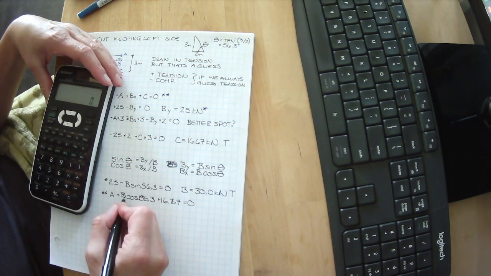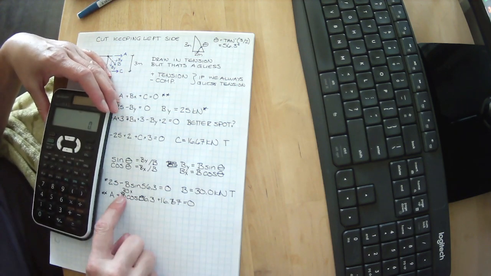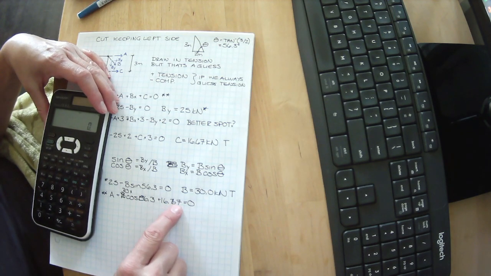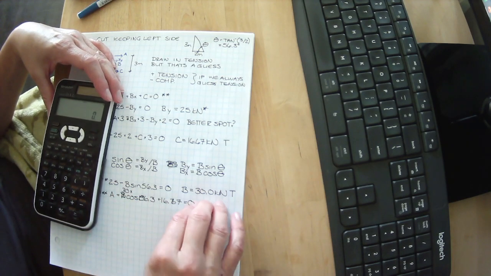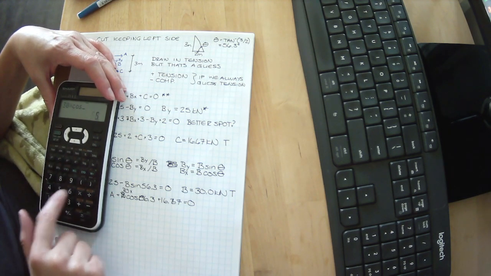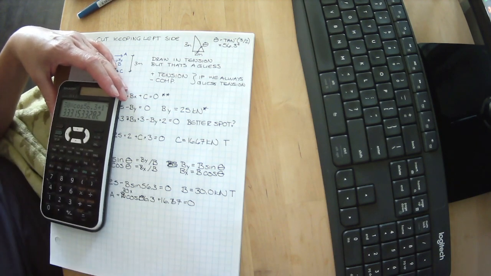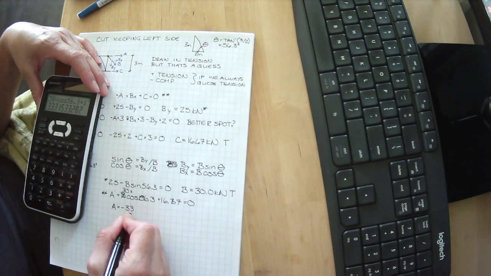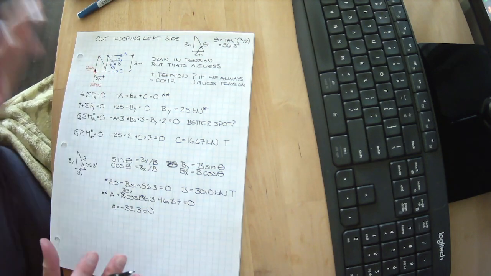We've solved for B as well, so we can write B in as 30. So we have 30 times the cosine of 56.3 plus 16.67. All right, so both of these are positive, which means they need to come over here and be negative. So 30 times the cosine of 56.3 plus 16.67, and we need to take that over and be negative. A equals minus 33.3 kilonewtons.